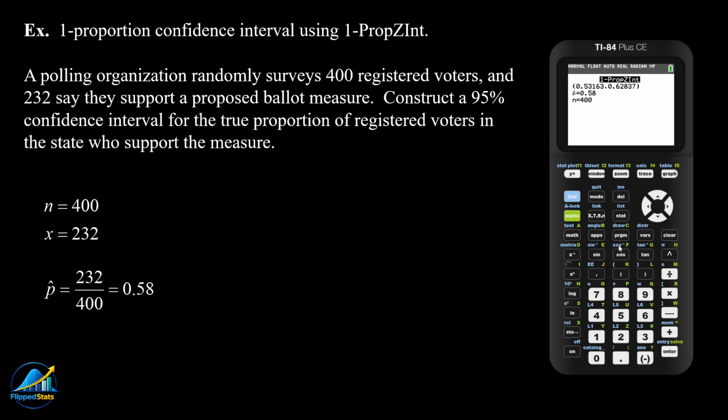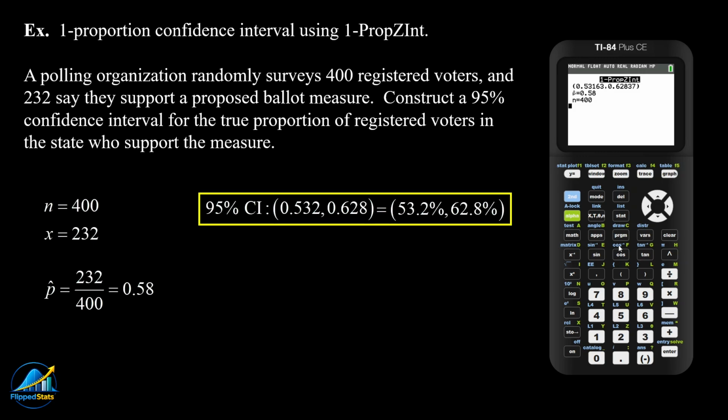And there's our one proportion confidence interval. It's stated as an interval from 0.53163 to 0.62837. And we're going to round those off a little bit. So we just round those to the thousandths place, and we get 0.532 for the low end and 0.628 for the high end of the 95% confidence interval. So it's probably more intuitive to express these proportions as percentages. So we can say this confidence interval is 53.2% on the low side and 62.8% on the high side.